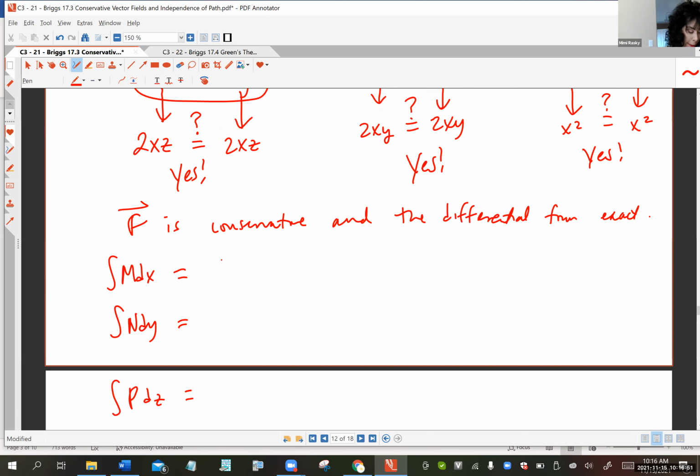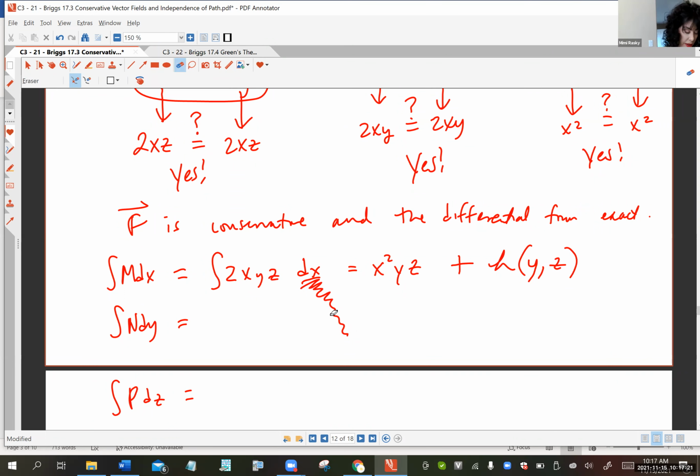So M is 2xyz, and we're going to integrate 2xyz with respect to x. So I get x squared yz plus extra junk. And you have to acknowledge this extra junk on my quizzes and my exams. On your exam paper, put some function here, let's call it h. Since you integrated with respect to x, you use the other variables that you didn't recover yet, y comma z. Now that could be a constant, or it could be more stuff.